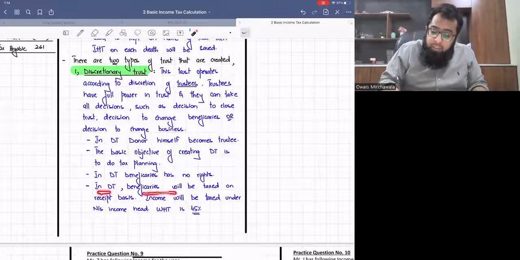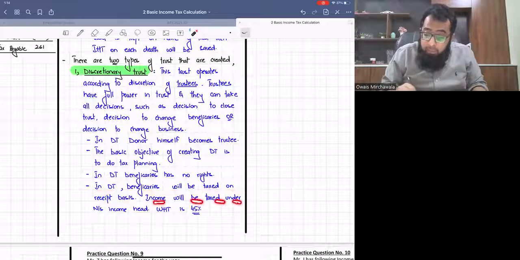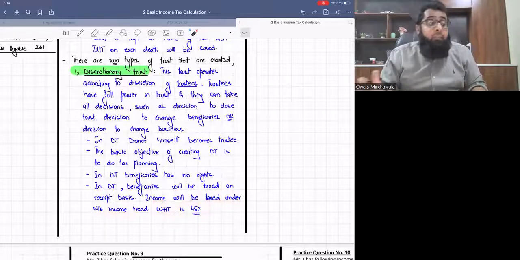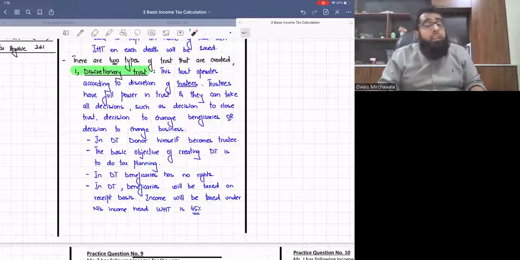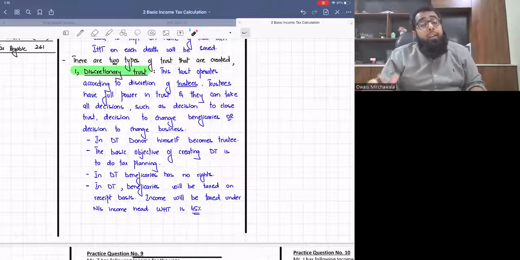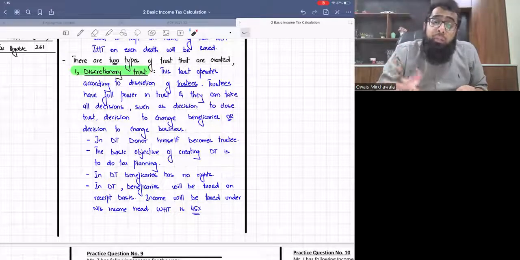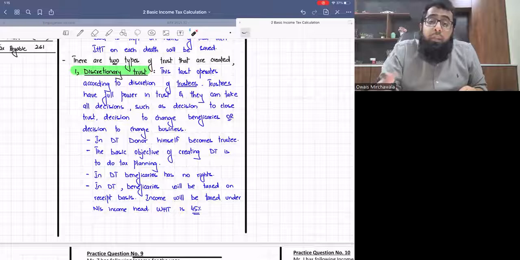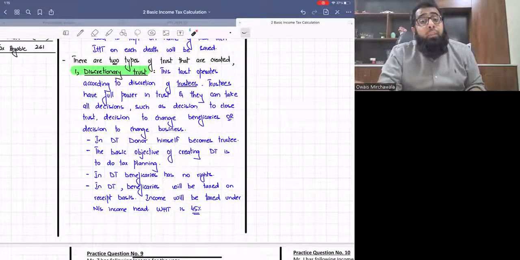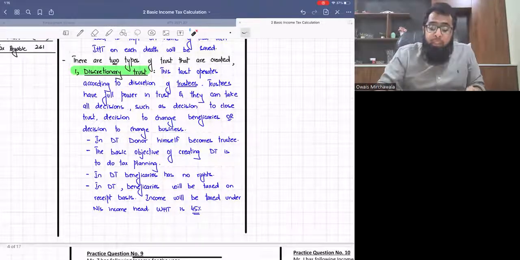In discretionary trust, beneficiaries will be taxed on receipt basis. Income will be taxed under the non-saving income head, and the withholding tax, which means the advance tax, in this case will be 45%. Now, very high advance tax is taken because people use this trust to do tax planning. So the tax department says that at least we should take advance tax so that we can use the funds for some time. So listen to me carefully.